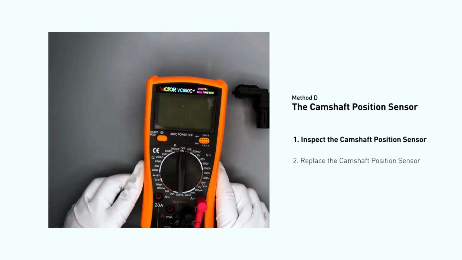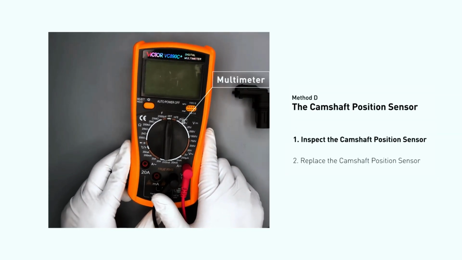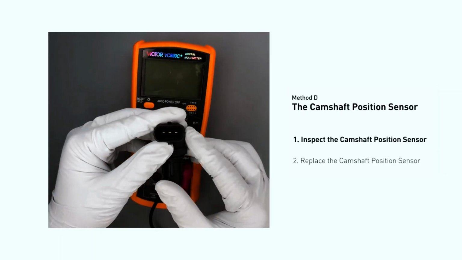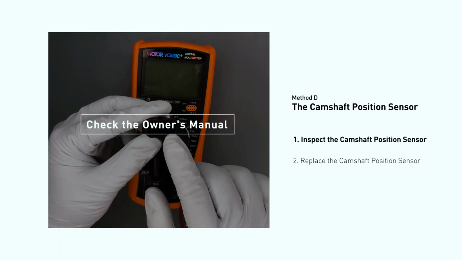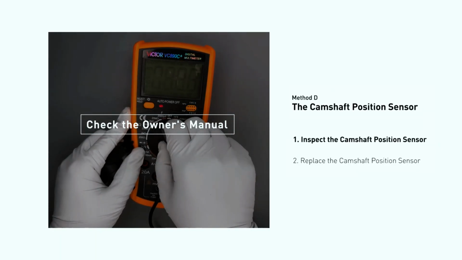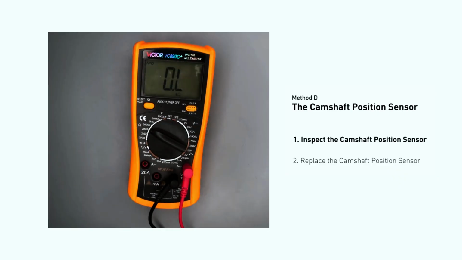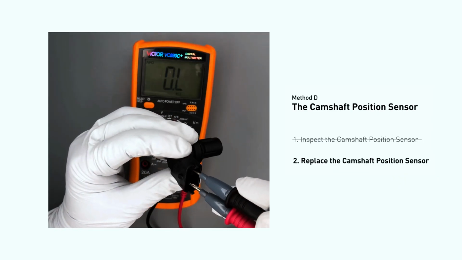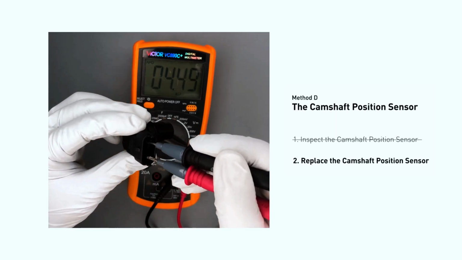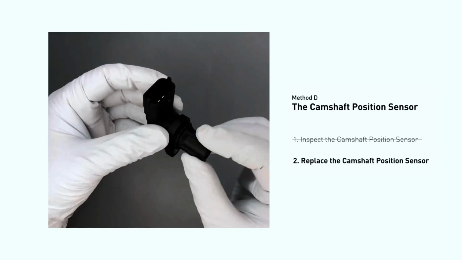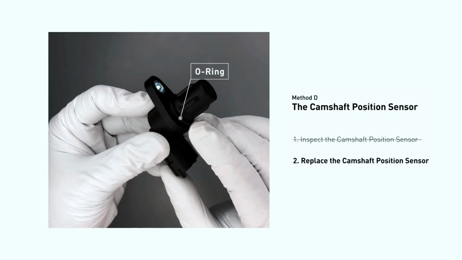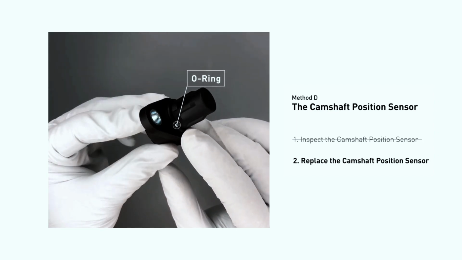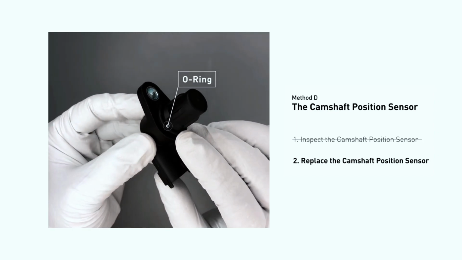Use a multimeter to proceed with a resistance test on the crankshaft position sensor. In order to get a correct reading, check your owner's manual to see the specific crankshaft position sensor resistance range for your vehicle. If you don't get a reading, this indicates that the crankshaft position sensor is faulty and needs to be replaced. Check to make sure the O-ring from the sensor hasn't fallen into its hole. Then replace it with a new crankshaft position sensor.